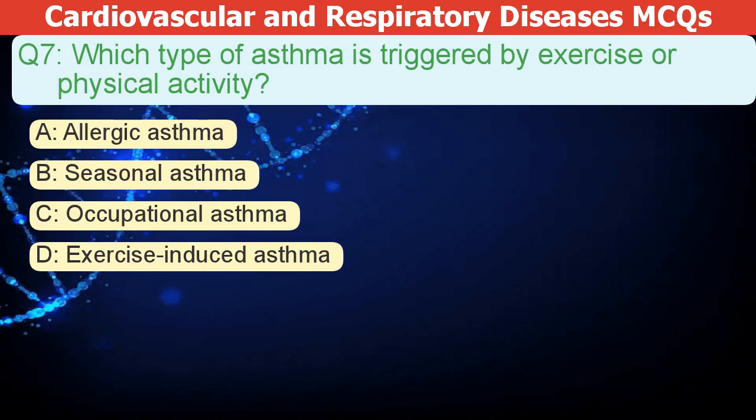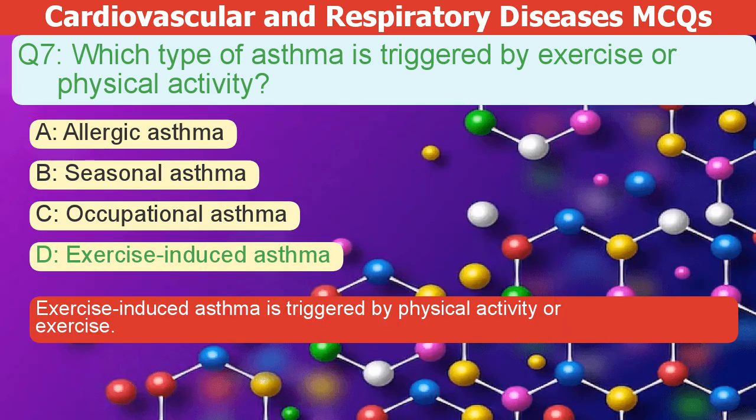Which type of asthma is triggered by exercise or physical activity? A. Allergic asthma. B. Seasonal asthma. C. Occupational asthma. D. Exercise-induced asthma. The correct answer is D. Exercise-induced asthma is triggered by physical activity or exercise.